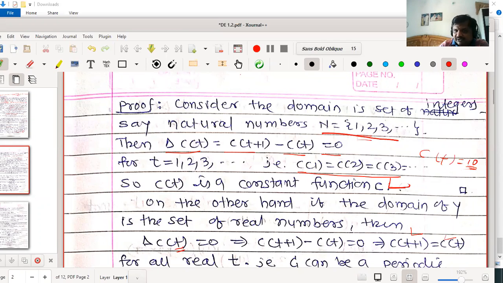So if your domain set is integers or natural numbers, then delta ct equal to 0 implies ct equal to c. If the domain set is not natural numbers or integers, it is any real number, then delta ct equal to 0 implies a periodic function. That implies a periodic function.